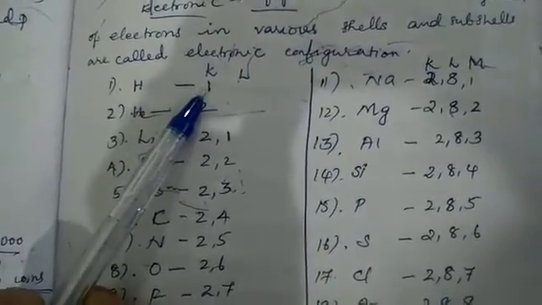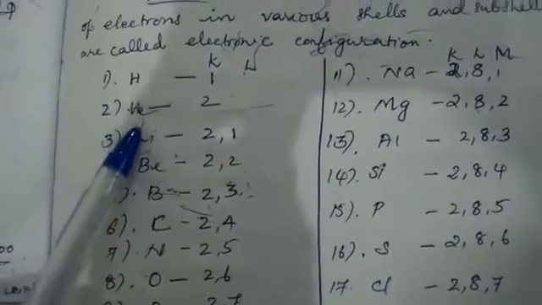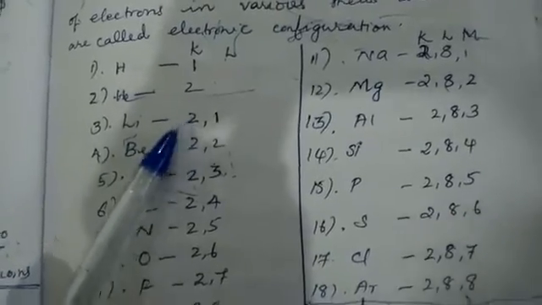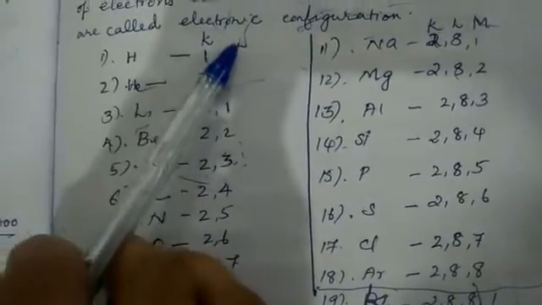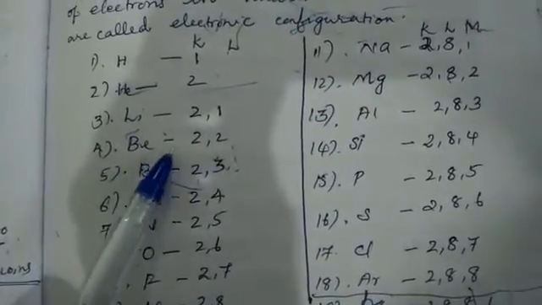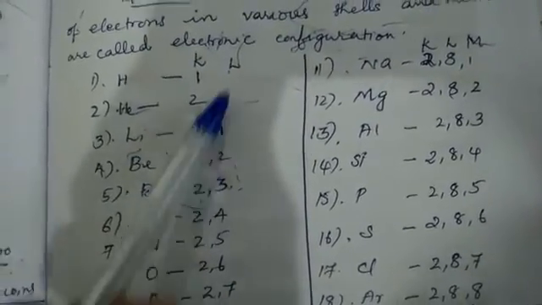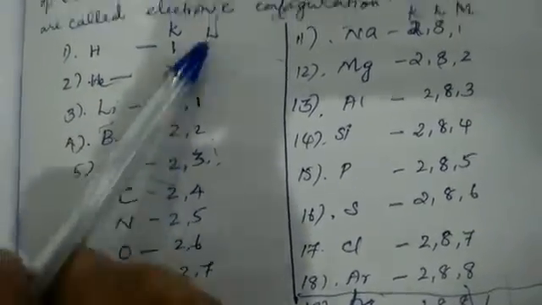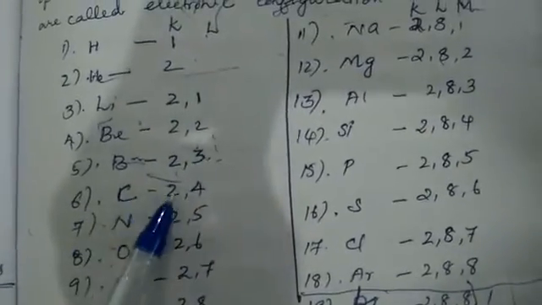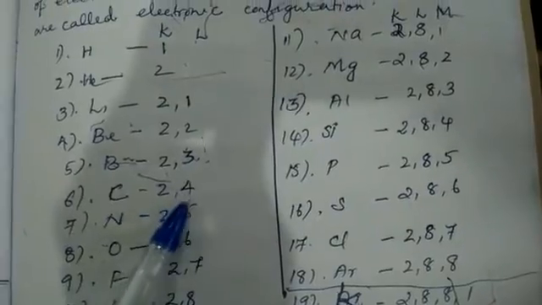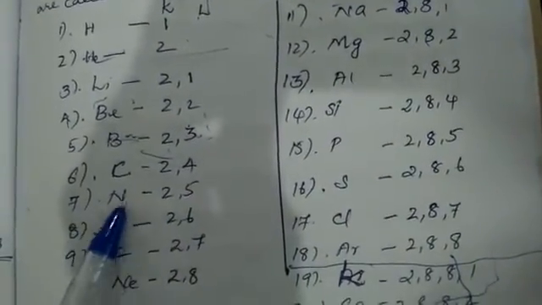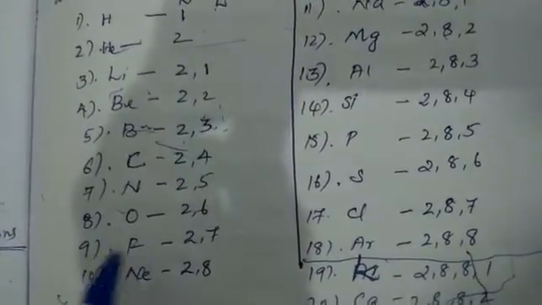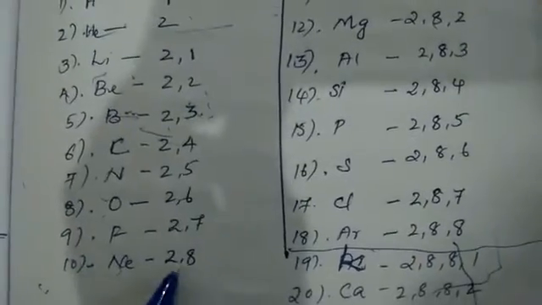Hydrogen has only one electron, so it is accommodated in the K shell. Then helium has 2 electrons, it is also accommodated in the first shell. Then lithium has 3 electrons, 2 in the K shell and 1 in the L shell. Then beryllium has 4 electrons, 2 in the K shell and 2 in the L shell. Then boron has 5 electrons, so 2 in the K shell and 3 in the L shell. Then carbon has 2 electrons in the K shell and 4 electrons in the L shell. Then nitrogen has 2, 5, oxygen has 2, 6, fluorine has 2, 7, neon has 2, 8.